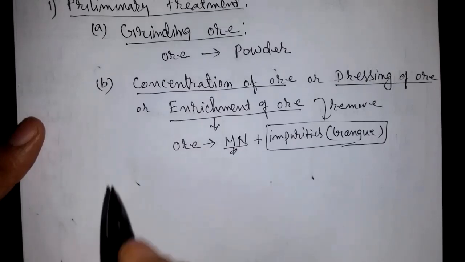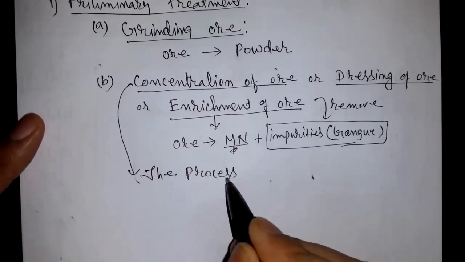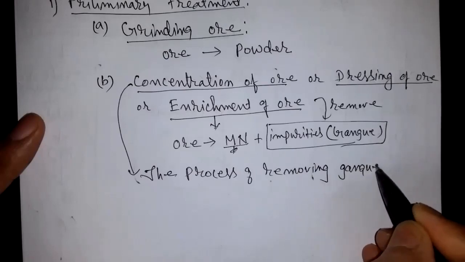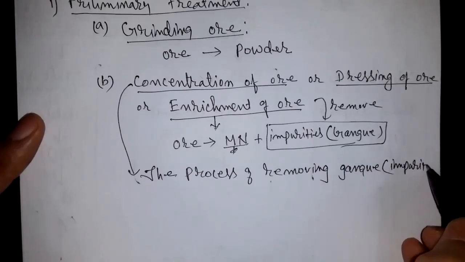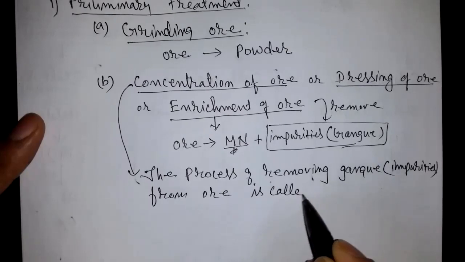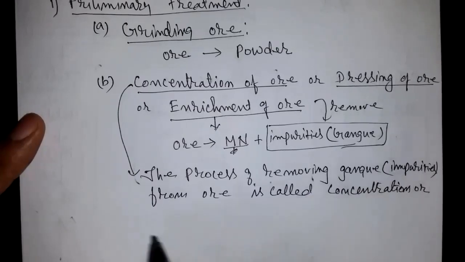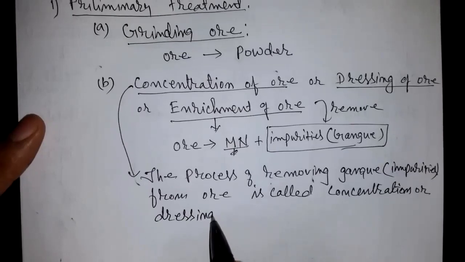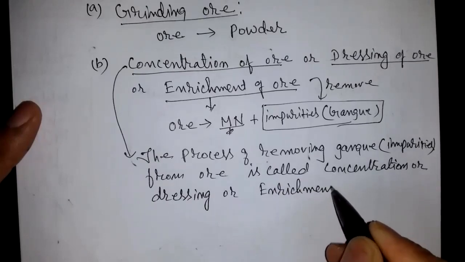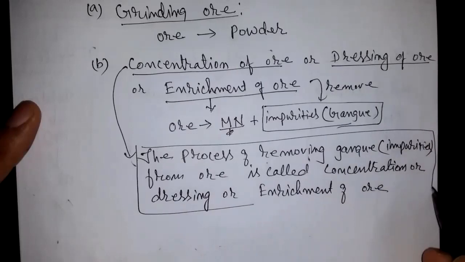From here we can write a definition. What is concentration? The process of removing gangue, meaning impurities, from ore is called concentration, or dressing, or enrichment of ore. So this is step 1.